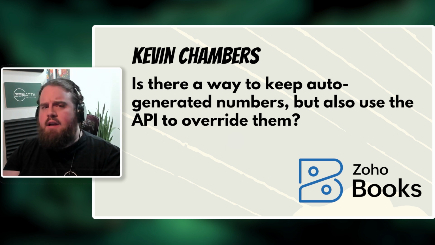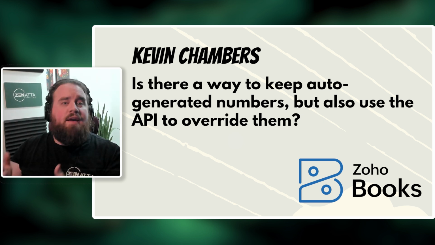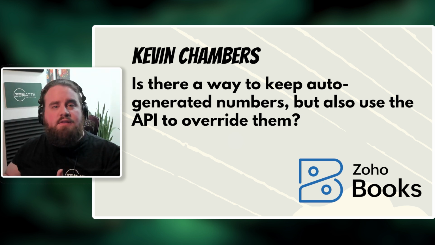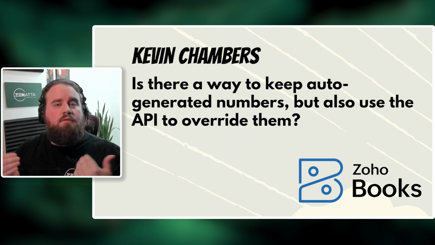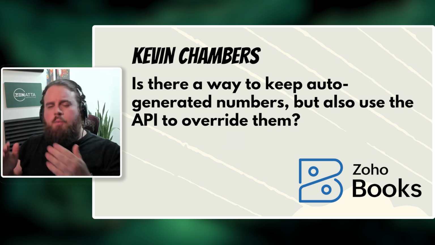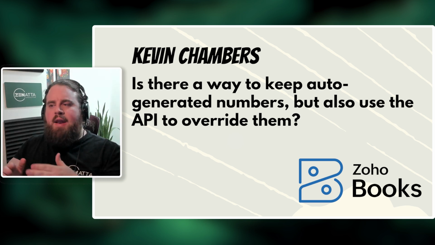Kevin asks, is there a way to keep auto-generated numbers, but also use the API to override them? In Kevin's case, he's creating these sales orders and invoices and other transactions all via API and code. So we're going to answer his question, but afterwards, I would like to talk a little bit more about the Zoho Finance auto numbering feature in general and about some features you might not have been aware of. Let's take care of Kevin's question.